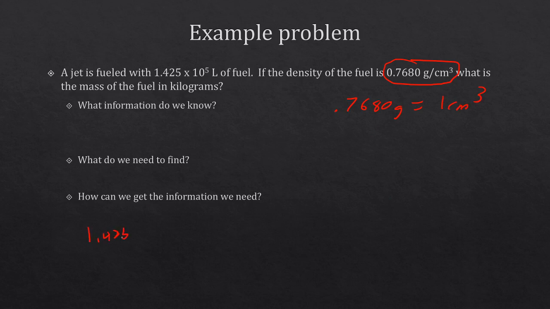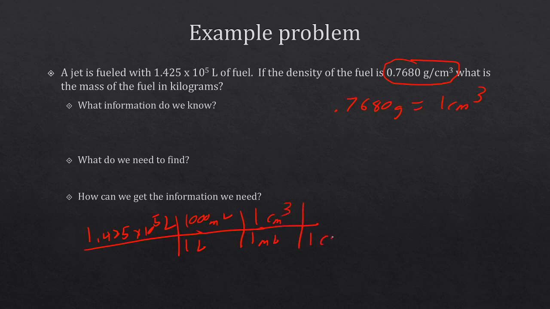So my 1.425 times 10 to the 5th liters, what we know is that 1 liter is 1,000 milliliters. We know that 1 milliliter is 1 cubic centimeter. We then know that 1 cubic centimeter is 0.7680 grams. We then know that 1,000 grams is 1 kilogram. And that way I can plug them all into a single line.